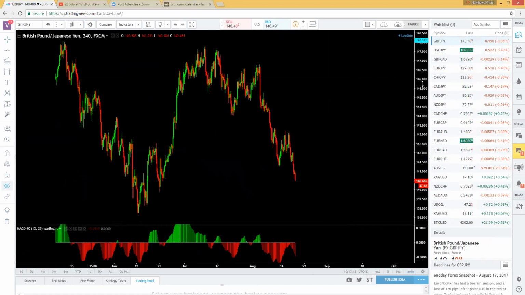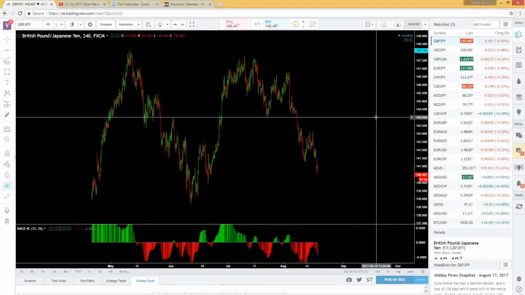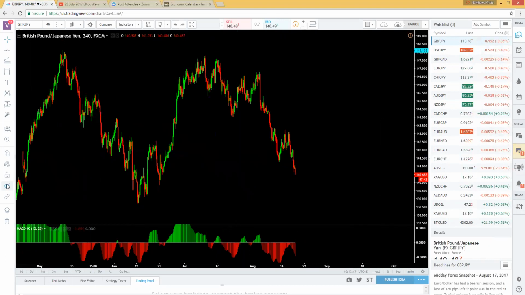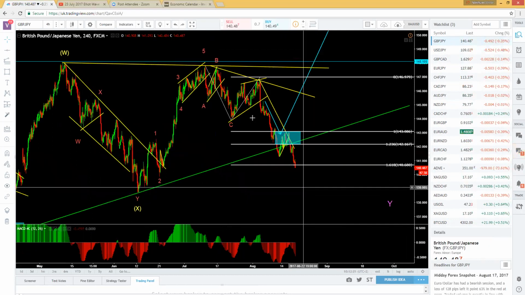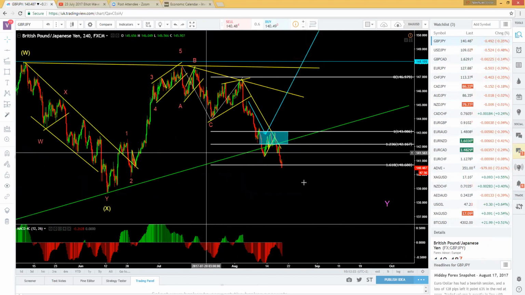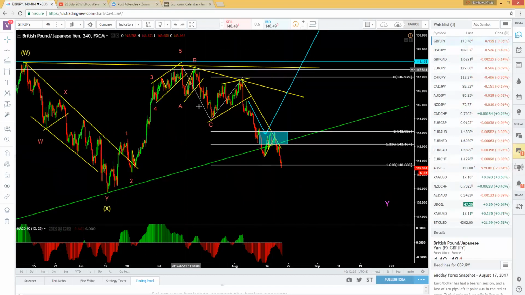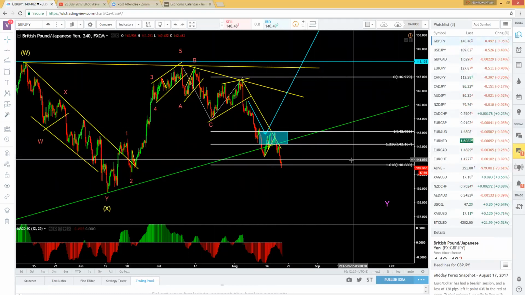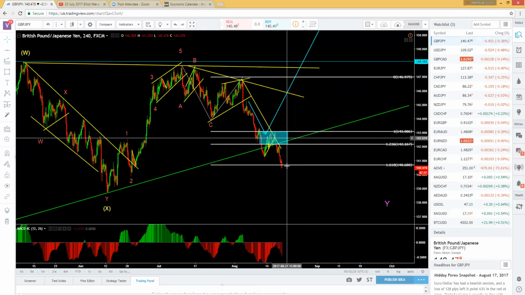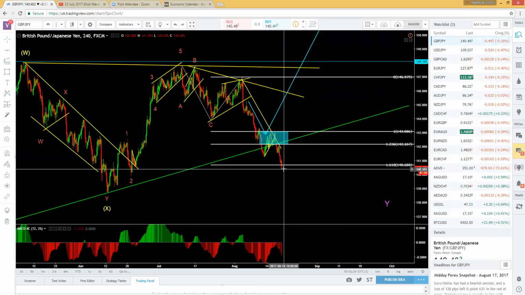Okay, so GBP JPY, if I just put back the labelings here. So I said yesterday that if this crosses the 1.618, we will invalidate this blue box. And we can see now it has just crossed the 1.618. Okay, but what is happening with the divergence?